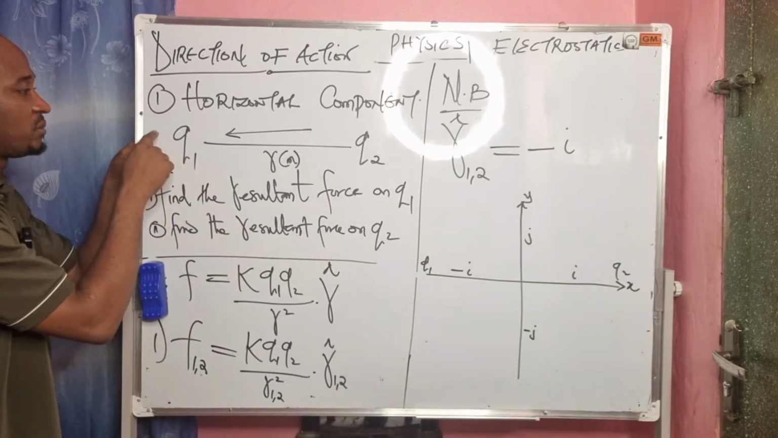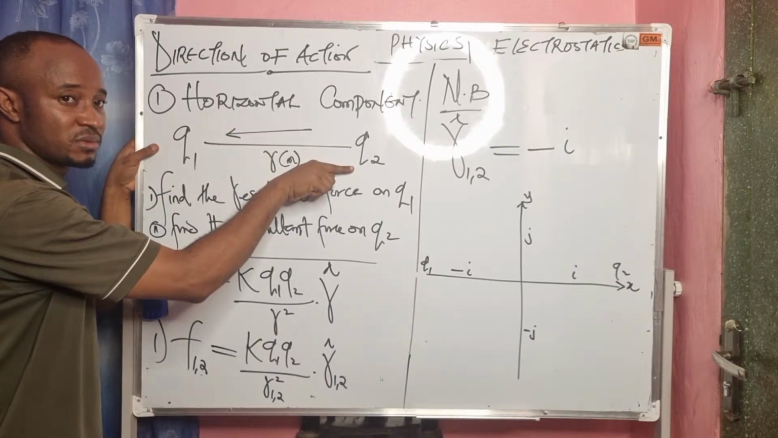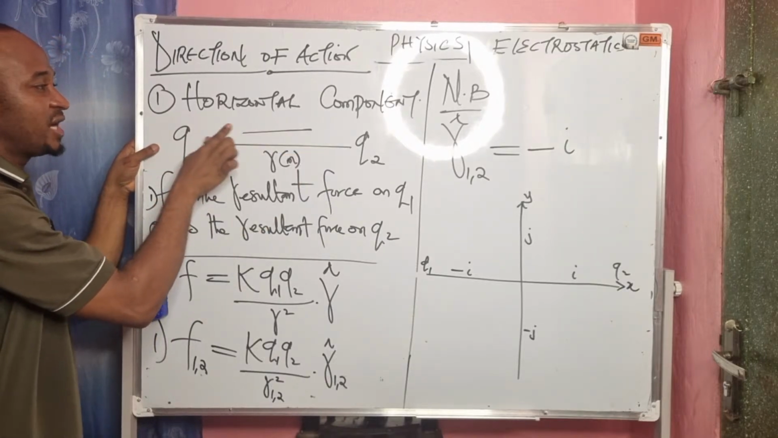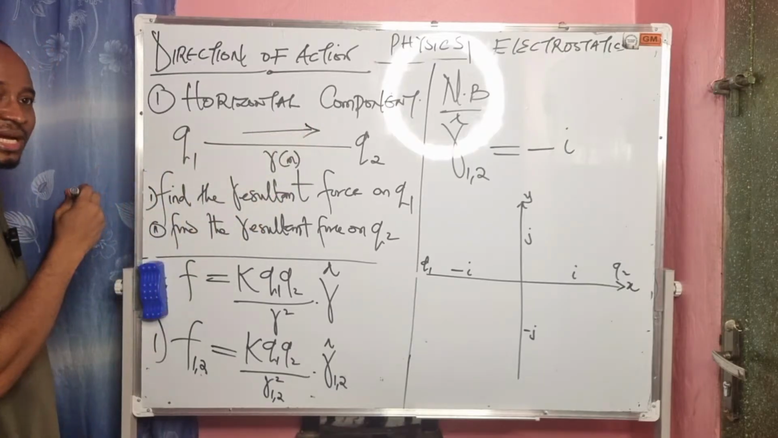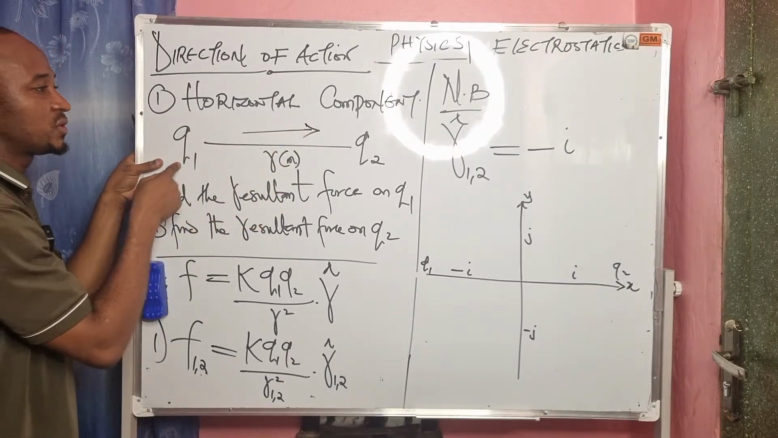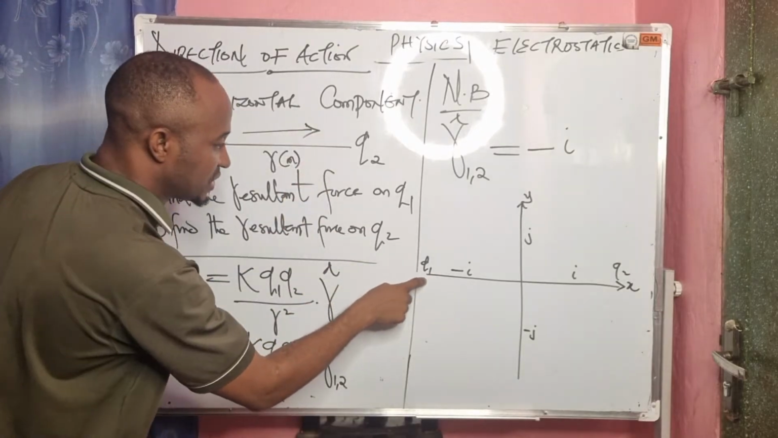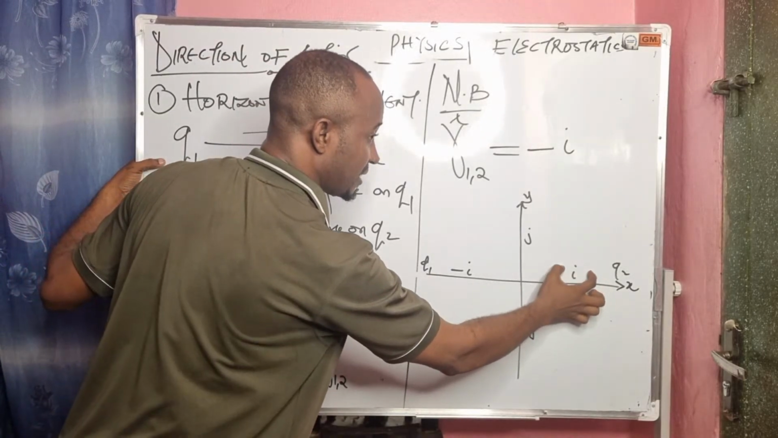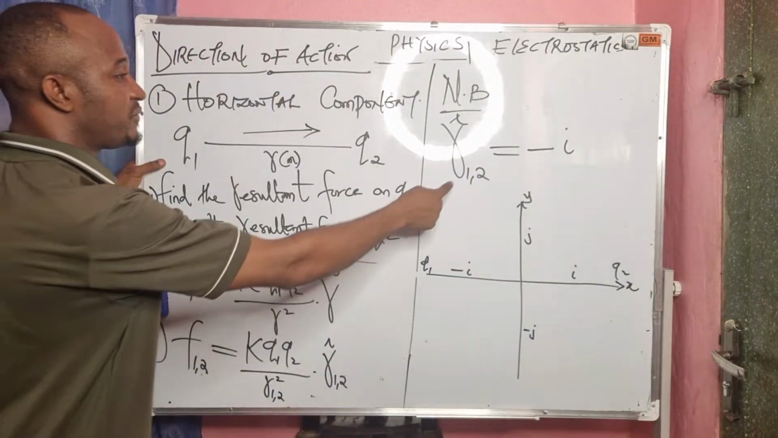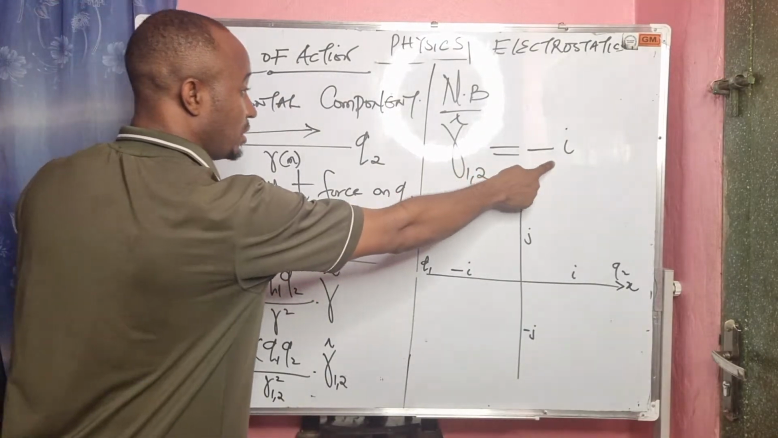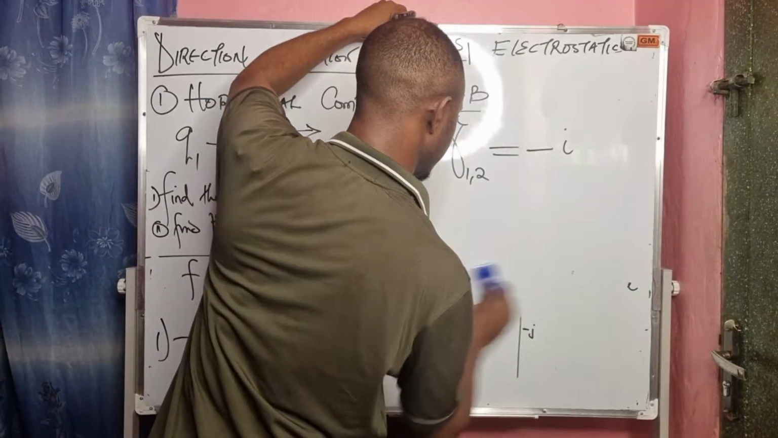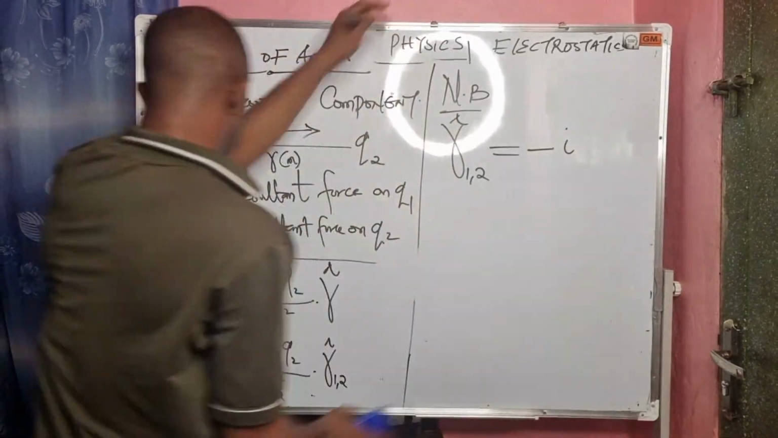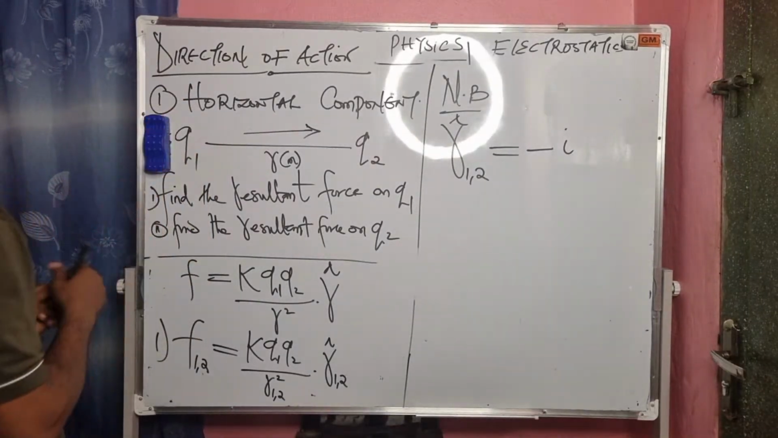For number 2, find the resultant force on charge 2. On charge 2 means from charge 1 towards charge 2. It means the direction of action is towards this side, from this to this, which is positive i. So the unit vector of 2 1 will be positive i.